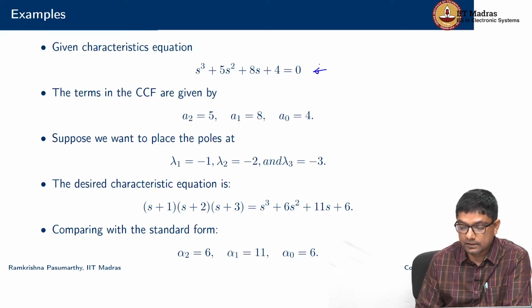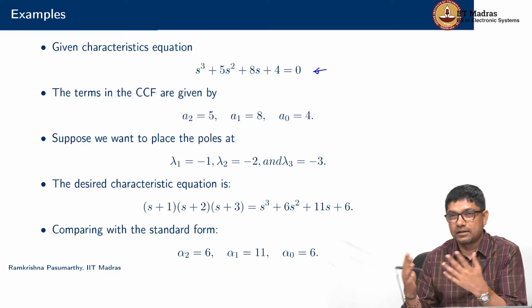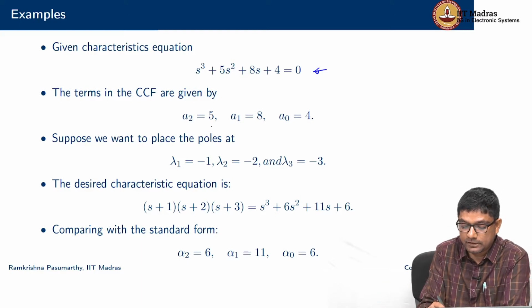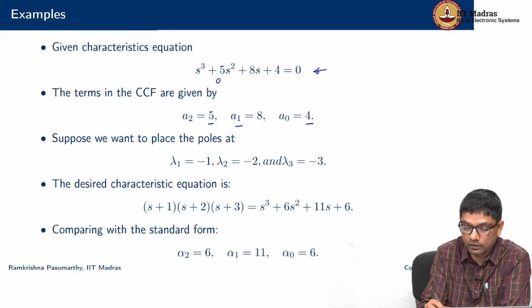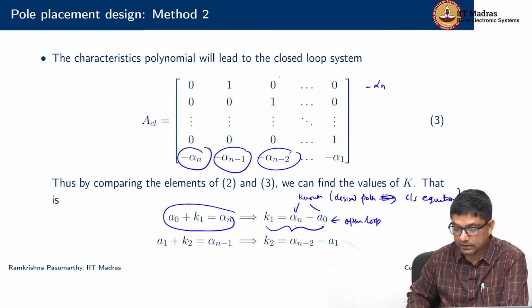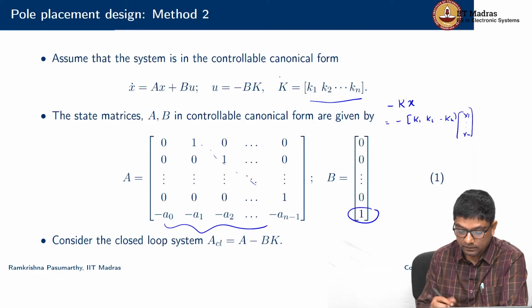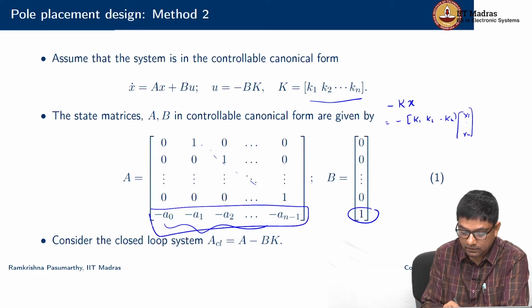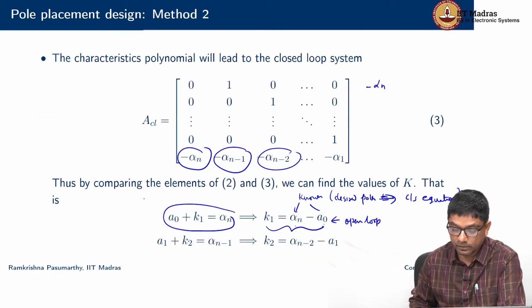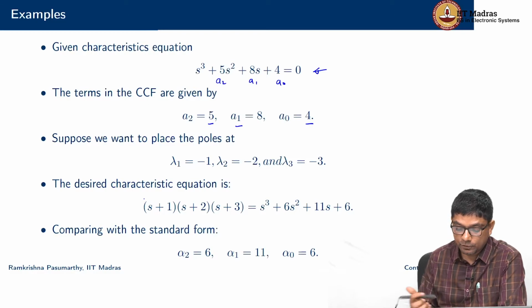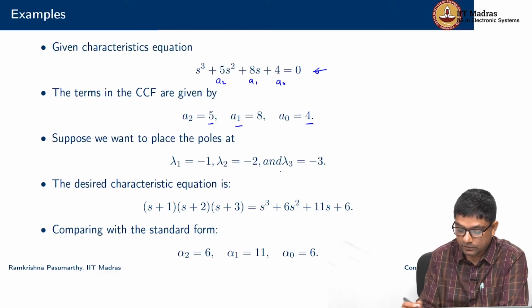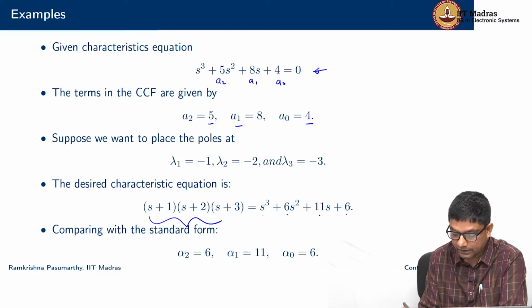I start with the characteristic equation. Again, I am just interested in the poles. In the state space, this will translate to a2 being 5, a1 being 8, and a0 being 4. These are my known quantities. Okay, and these sit in the state space in the last row of my A matrix in the controllable canonical form. Now suppose I want to place poles at minus 1, minus 2, minus 3. The characteristic equation becomes s cubed plus 6s squared plus 11s plus 6.